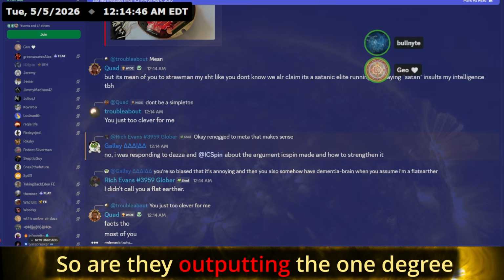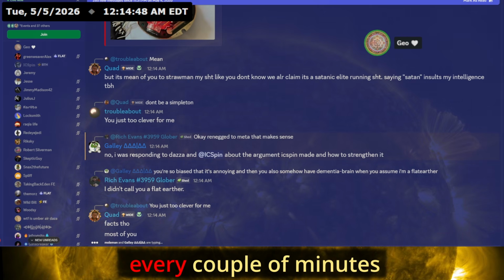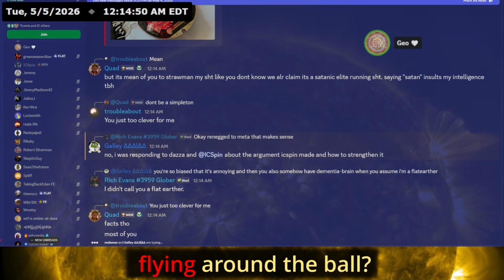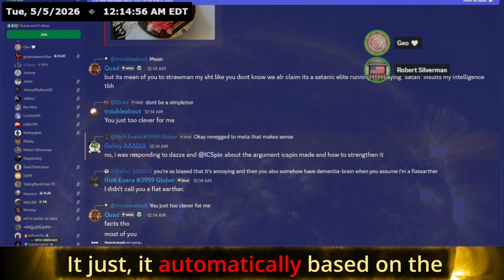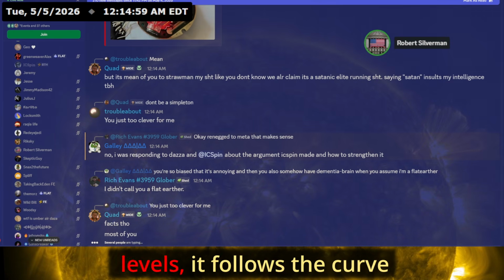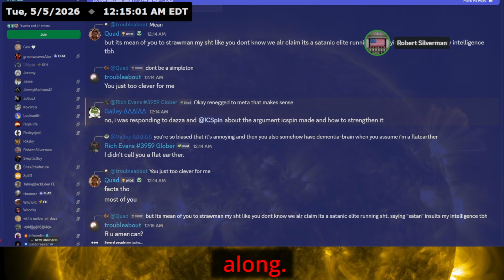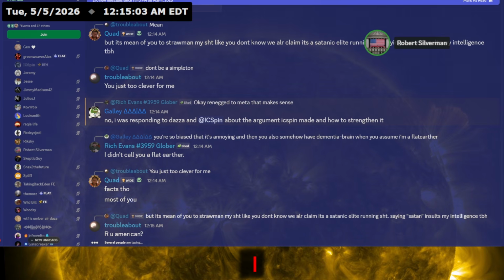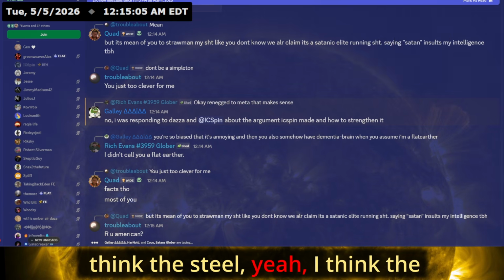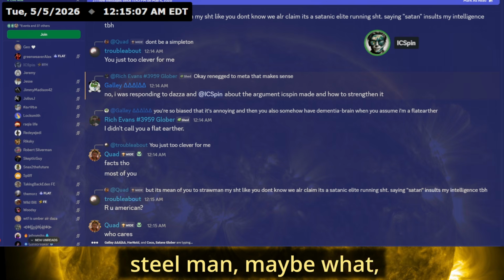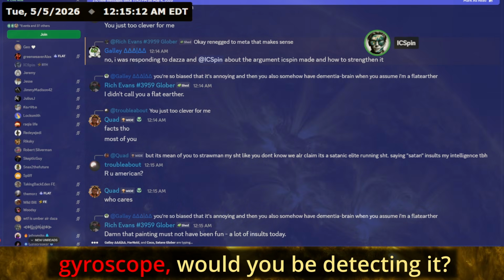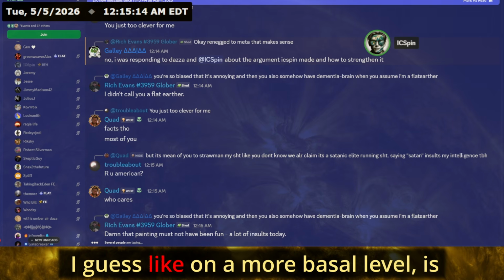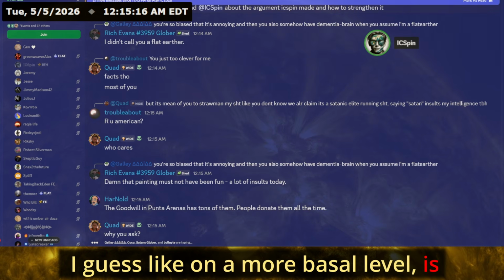Yeah. So are they outputting the 1 degree every couple of minutes tilt in an airplane as you're flying around the ball? It doesn't have to, because it's not tilting? It automatically, based on the altimeter and the pressure levels, follows the curve along. I think the Steelman maybe: what Gio might be asking is, in the raw data, maybe from a gyroscope, would you be detecting it? I guess on a more basal level. Is that what you're asking, Gio?